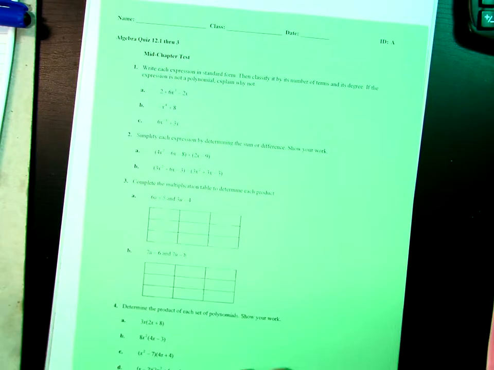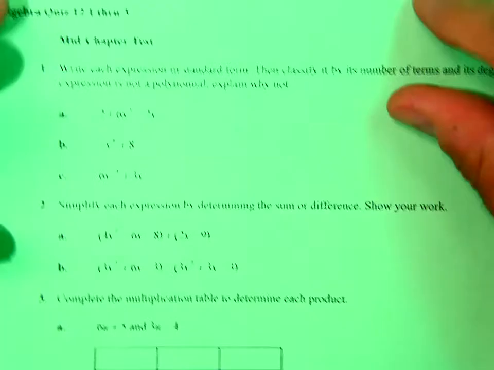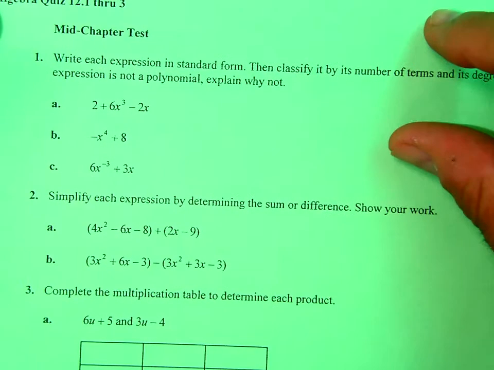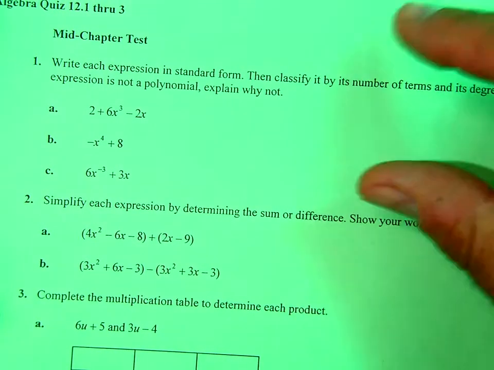Hello there, this is Mr. Frazier, and I'm going through the quiz corrections for 12.1 through 12.3. Your form is going to look different because you took a different form of the test. I'm going over Form A. The answers will be similar.